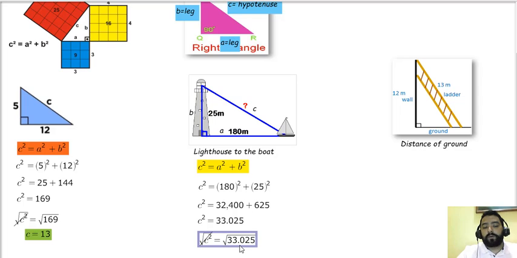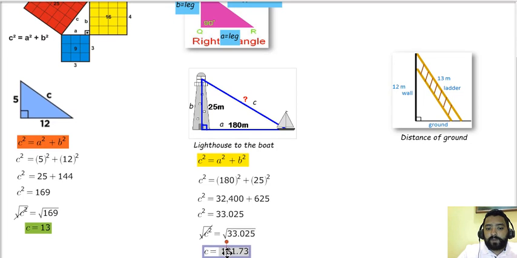And the square root of 33,025 is going to be 181.72. So the value for c is going to be 181.73 because we rounded this value. So the distance from the lighthouse to the boat is going to be 181.73 meters.